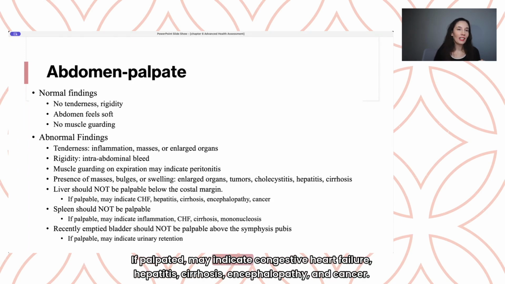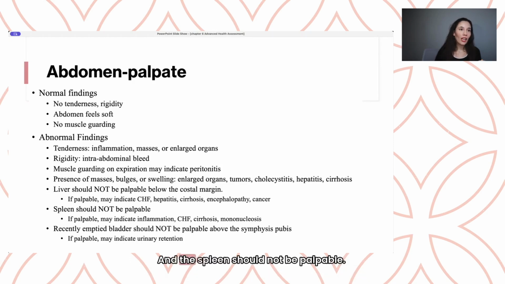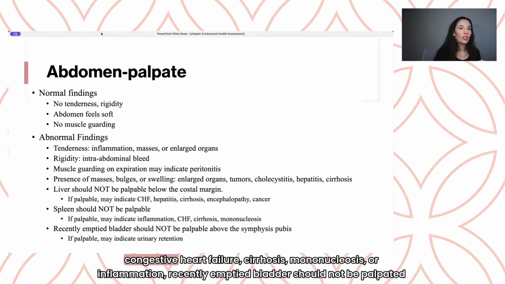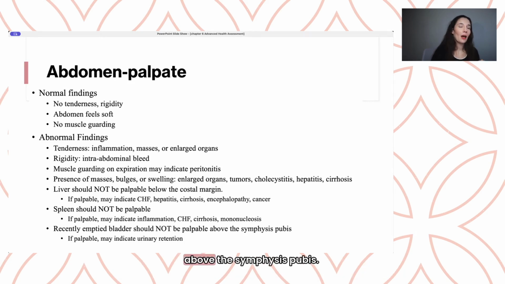The liver should not be palpated below the costal margin. If palpated, it may indicate congestive heart failure, hepatitis, cirrhosis, encephalopathy, and cancer. And the spleen should not be palpable. If it is, it could be congestive heart failure, cirrhosis, mononucleosis, or inflammation. And a recently emptied bladder should not be palpated above the symphysis pubis. If it is, it may indicate urinary retention.